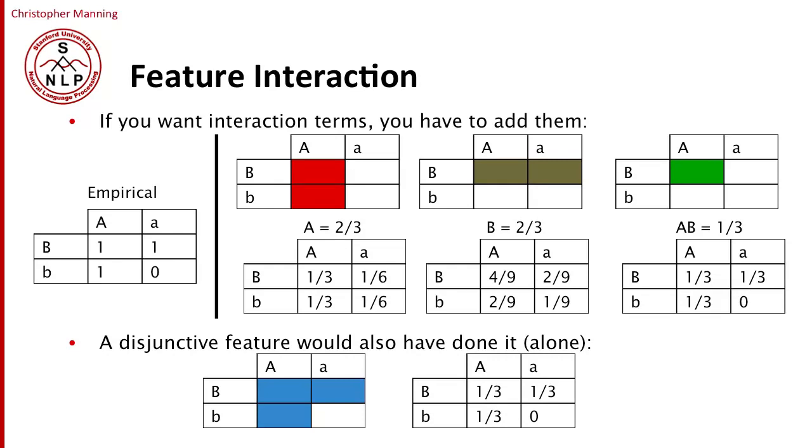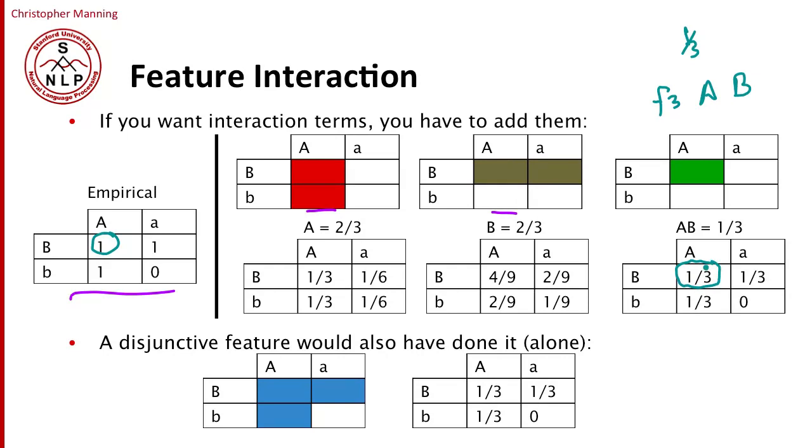So here we have the same data as before, and we start off with the same two features as before. One way we can fix our distribution is that we can add in a third feature, which is true if both A and B are capitalized. Well, the expectation of that feature in the observed data is 1/3. And so that feature then determines that the probability of this cell must be 1/3.